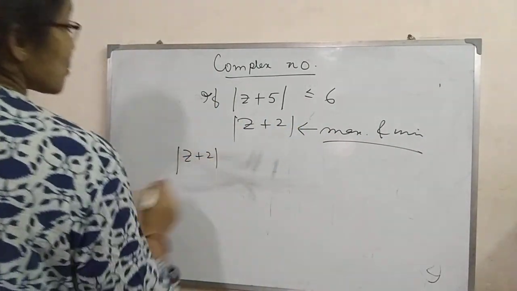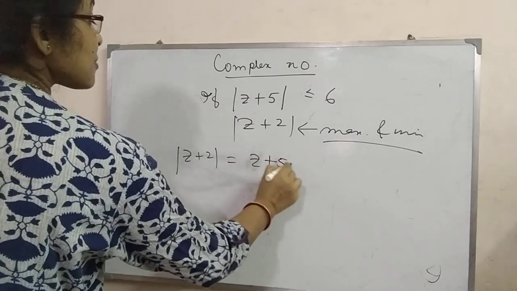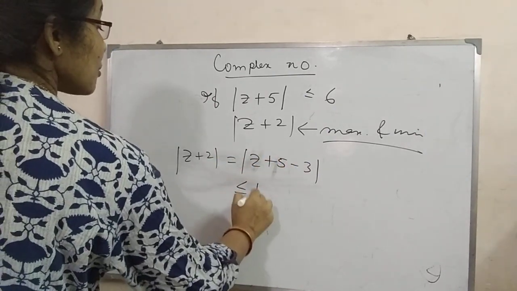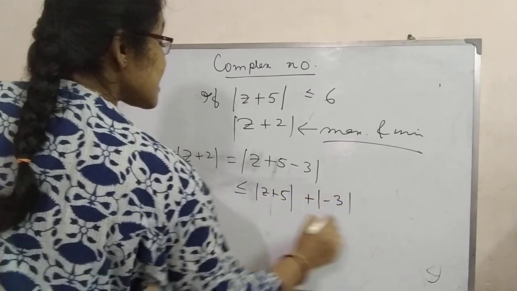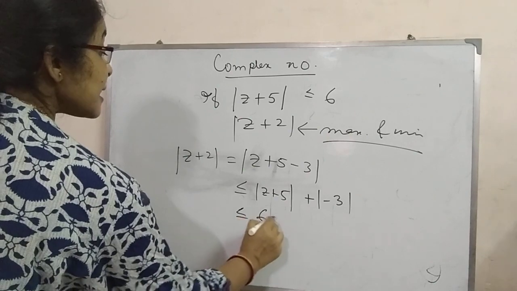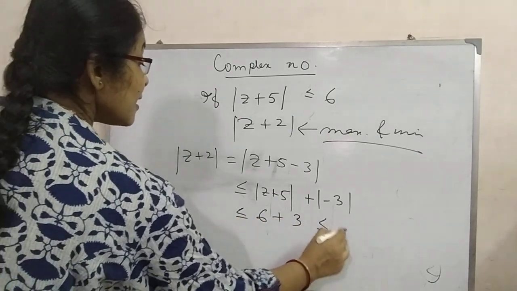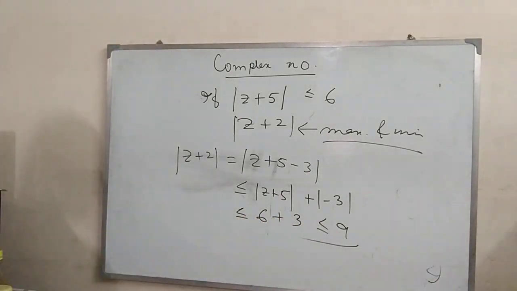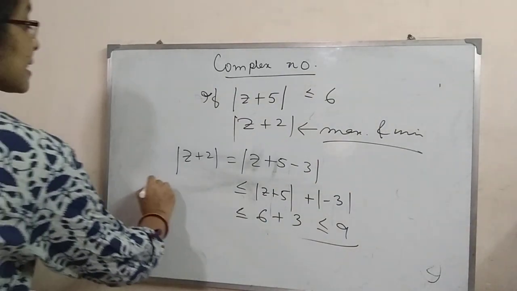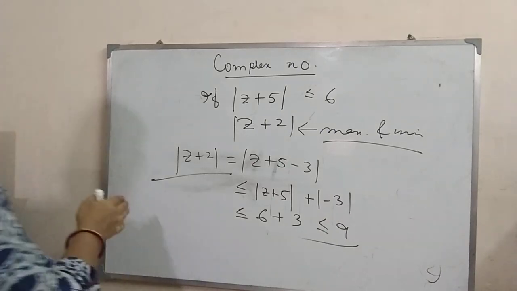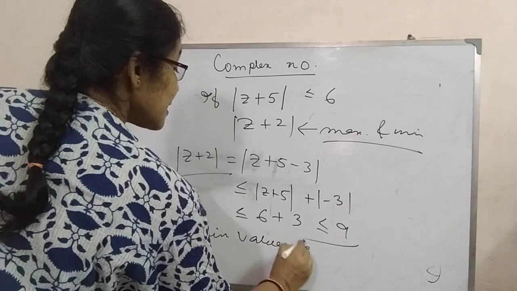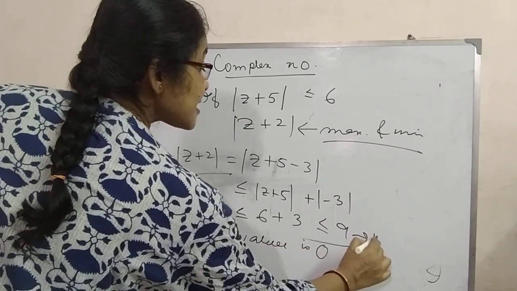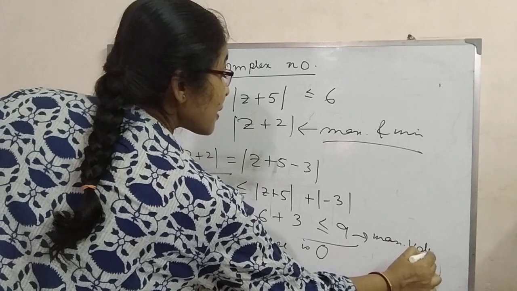Modulus of z plus 2, this is equal to modulus of (z plus 5) minus 3, which is less than or equal to modulus of z plus 5 plus 3, that is 6 plus 3, which is equal to 9. So 9 is the maximum value. Okay. Since the modulus value is not negative, the minimum value is 0 and this is the maximum value.